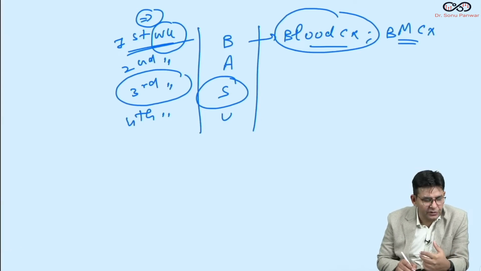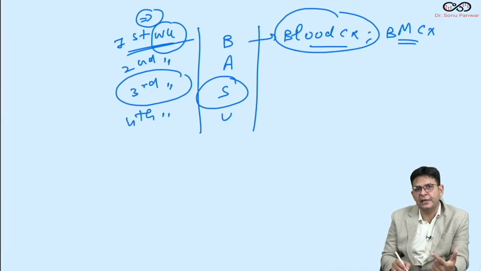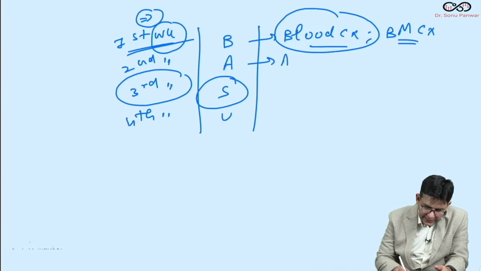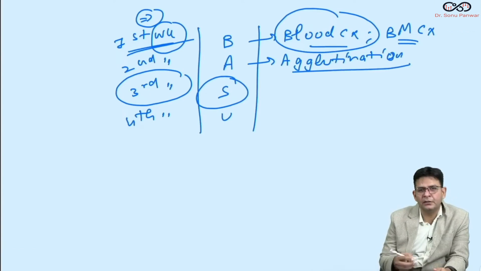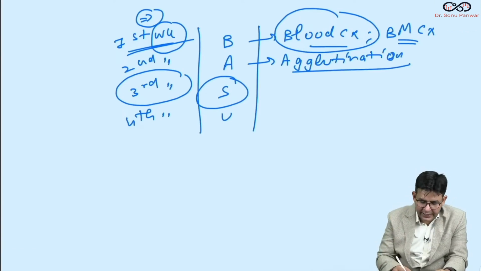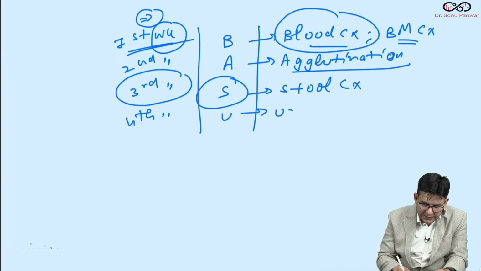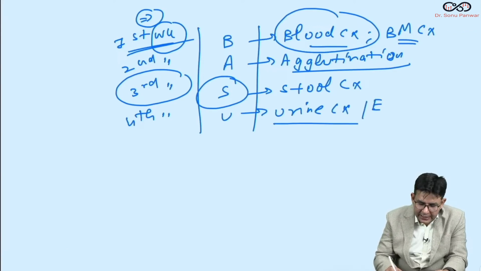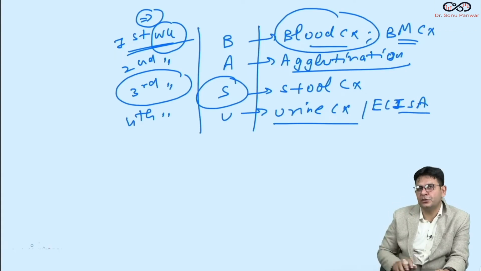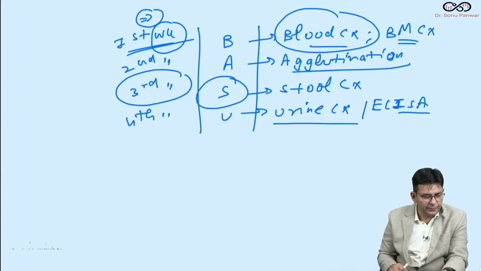The question asked regarding the day. Okay, so A is agglutination, which is the Widal test, which nobody does. Now they go for Typhidot and all. S is stool, that is stool culture. U is urine culture, which is actually not done properly. ELISA is being done, urine ELISA, along with the urine culture also, in the fourth week. Okay. Yeah, very right, very right. Very good.